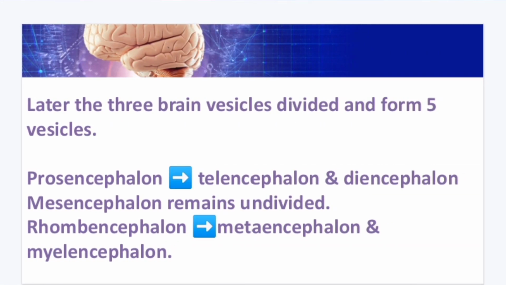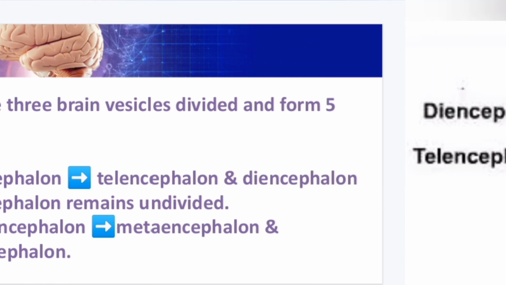Later, these 3 brain vesicles will divide and form 5 vesicles. That is, the prosencephalon will divide into 2 vesicles, the telencephalon and diencephalon. The mesencephalon will remain undivided, and the rhombencephalon will divide into the metencephalon and myelencephalon.